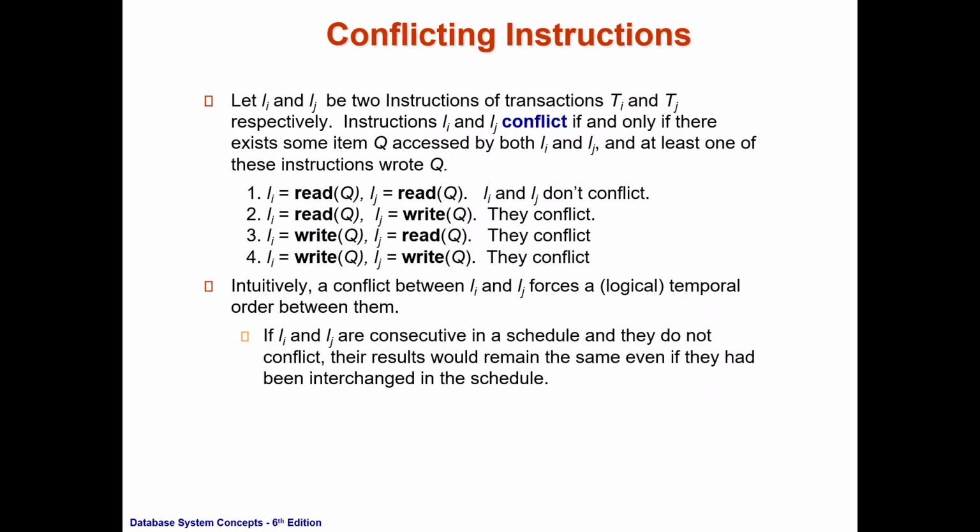Then where is the conflict? See, if both are read, then there is no conflict. If one is read and one is write, that is a conflict. If the first one is write and the second one is read, that is also a conflict. Because before the value is written, if you want to read, then you will get incomplete data, and vice versa. And if both are write, there is also a conflict. You get it now? So the only case where it does not conflict is if both are read operations, Ii and Ij. Both you are just reading the values, so there is nothing in conflict.